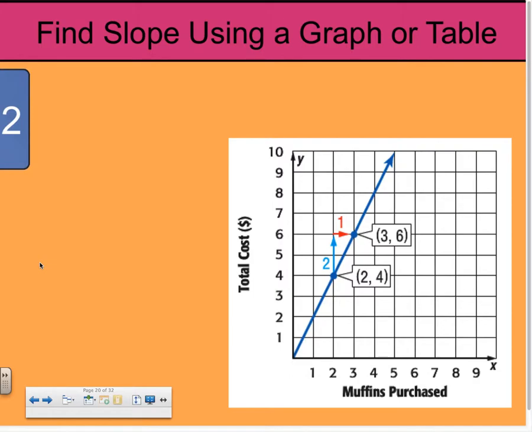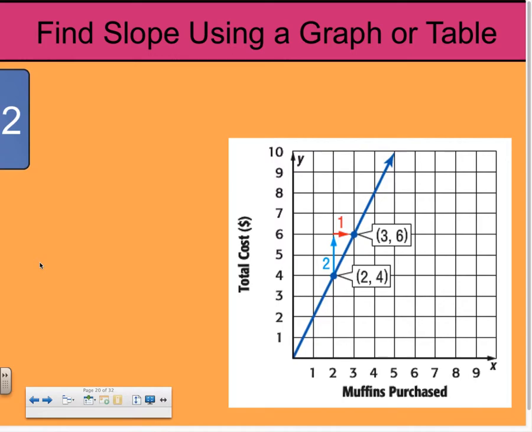Okay, find slope using a graph or table. We have already looked at finding slope in two different situations. One of the situations had a diagram. It was the image of the treadmill, and we were able to determine the rise and the run by looking at the diagram. The other situation was a word problem, or a paragraph, and we had to comprehend it. We had to read and find out in the paragraph what the rise would have been and what the run would have been. And we have to look for cues.